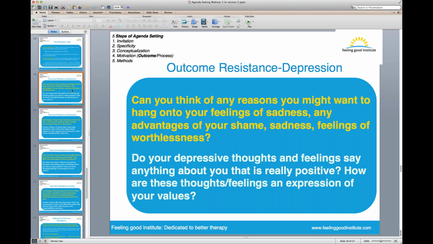And he's starting to feel really down and depressed and kind of beating himself up and feeling really badly about himself. So let me ask you right now, if I were saying this to the patient, can you think of any reasons that this patient might want to hang on to his feelings of sadness? Are there any advantages to his feelings of shame, sadness, feelings of worthlessness?